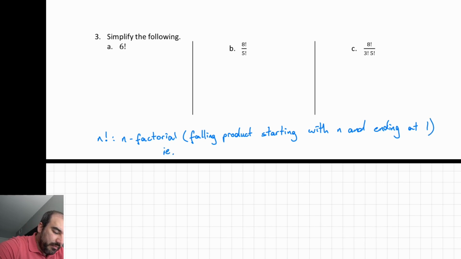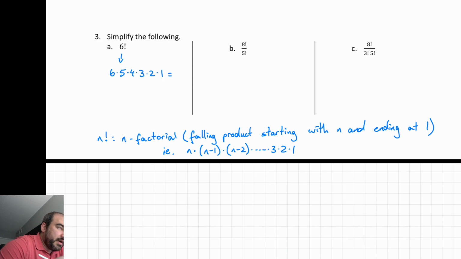Meaning we do n times n minus 1 times n minus 2 and so on. We multiply all the way down to 1. I guess I should say down to 3 times 2 times 1, no matter what n is. If n is 7, then you do 7 times 6 times 5 times 4 times 3 times 2 times 1. So you multiply all the way down. For example, this 6 factorial here is 6 times 5 times 4 times 3 times 2 times 1. And the answer for that is 720.